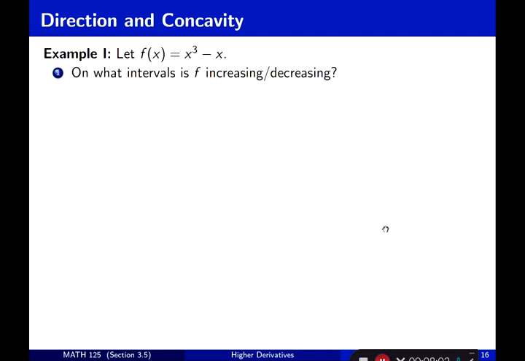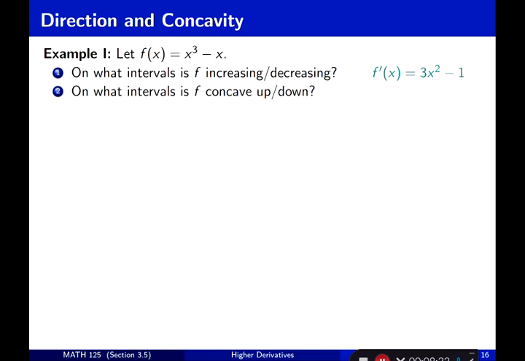Example 1 on direction and concavity. Let f of x be x to the third minus x. On what interval is f increasing or decreasing? So the first thing you want to do for this one is to take the first derivative. And the first derivative is 3x squared minus 1. Set this equal to 0, and find where it's positive, where it is negative.